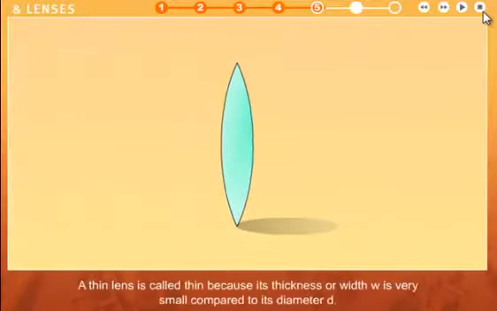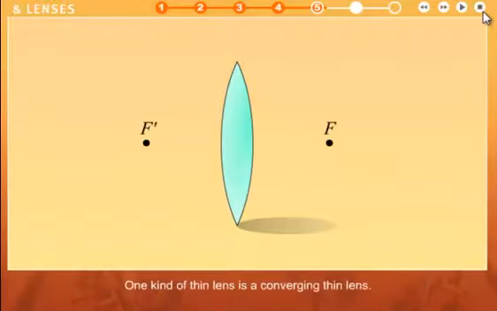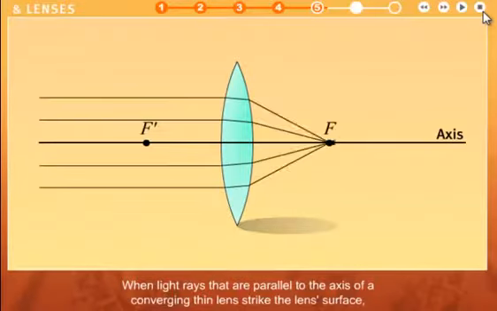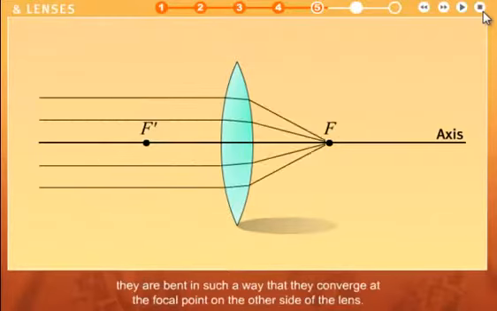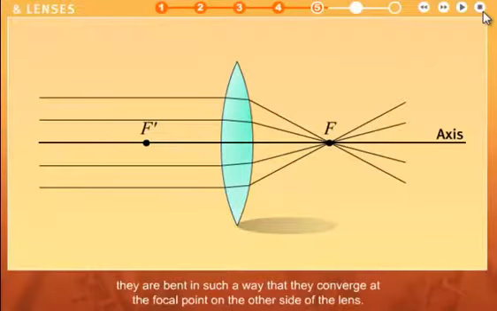A thin lens is called thin because its thickness or width, W, is very small compared to its diameter, D. Light rays passing through a thin lens behave in a specific fashion with regards to the focal points of the lens. One kind of thin lens is a converging thin lens. When light rays that are parallel to the axis of a converging thin lens strike the lens's surface, they are bent in such a way that they converge at the focal point on the other side of the lens.